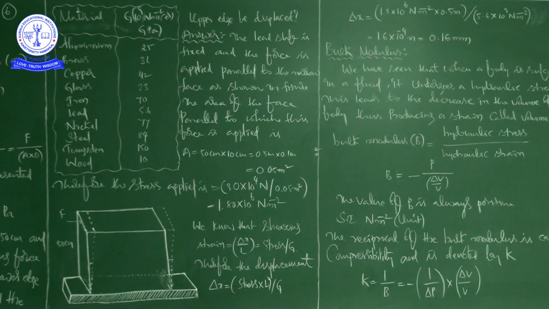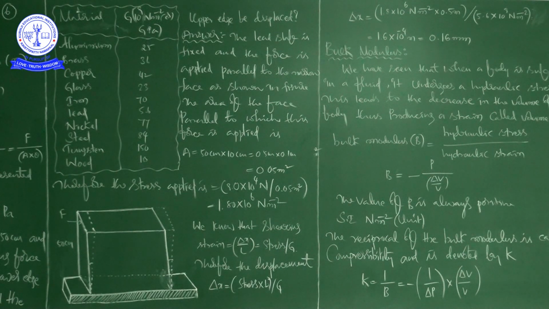Here itself we can define one more physical quantity, that is bulk modulus. Bulk modulus is the ratio of hydraulic stress to the corresponding hydraulic strain. So you can say B is equal to minus P divided by delta V by V. This minus is attributed to the numerator. Mathematical formula: B is equal to minus P by delta V by V.